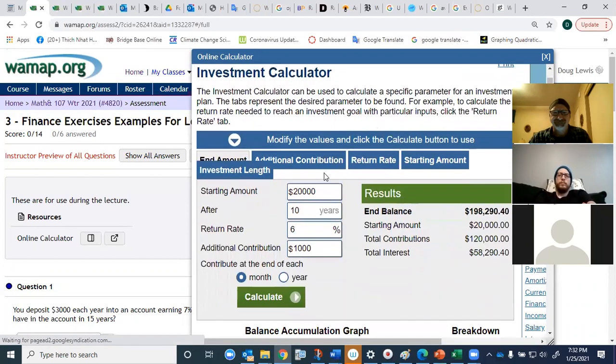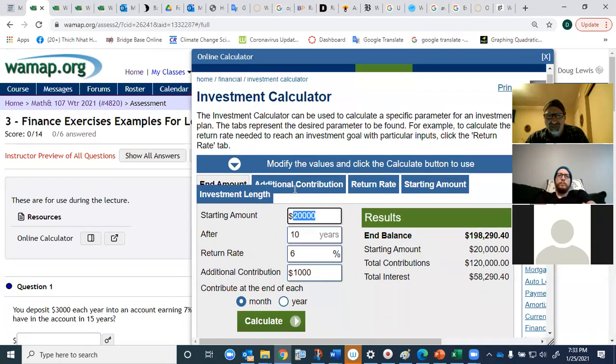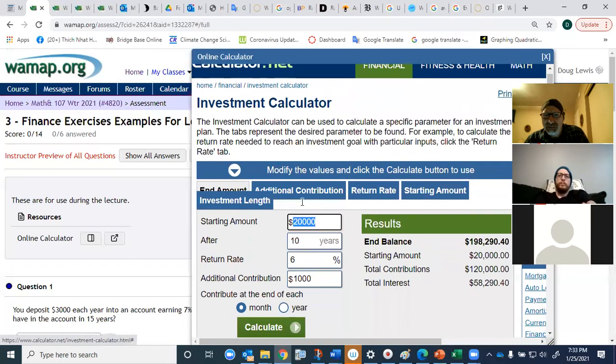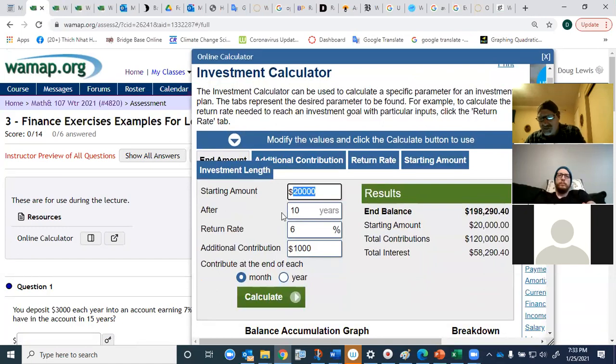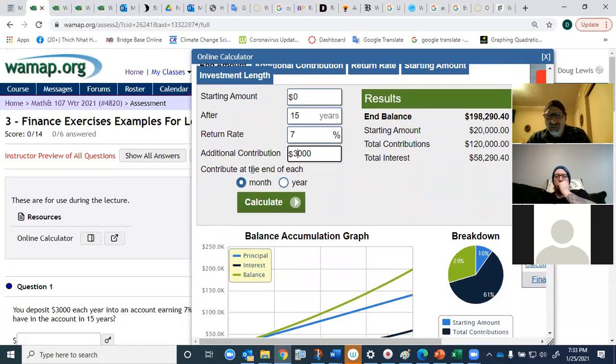And here it gives us an investment. Now, this is kind of interesting. The starting amount, if you remember, we had nothing to start with. Yes, we are starting with 0. And I think this was 15 years, right? So you put in the 15 years. The rate of return we had was 7%. The additional contribution, if you remember, was 3,000. And we were contributing at the end of each year.